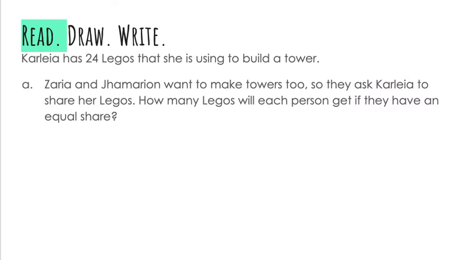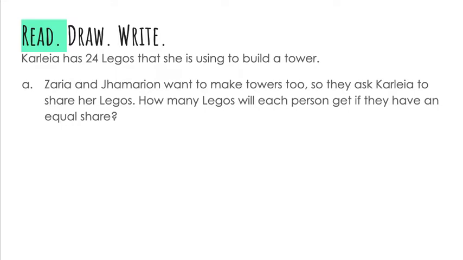Our story problem for today is this one. Let's start off with reading it. Carlia has 24 Legos that she's using to build a tower, just like yesterday. Zaria and Jamarian want to make towers too, so they ask Carlia to share her Legos. How many Legos will each person get if they have an equal share?